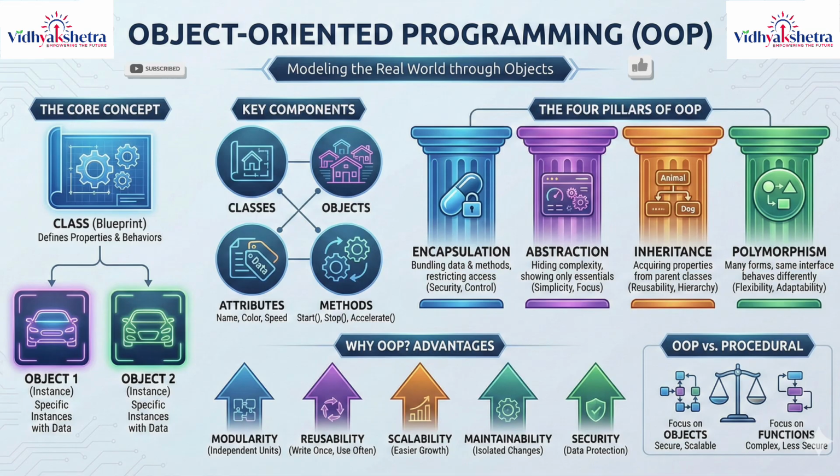Four pillars of OOP. Object-oriented programming is based on four key principles: encapsulation, abstraction, inheritance, and polymorphism. These pillars make OOP a powerful tool for designing software. Encapsulation refers to bundling data and methods together within a class while restricting access to the internal details. Think of it like a capsule containing medicine. The inner ingredients are hidden, but the user can interact with the capsule safely.